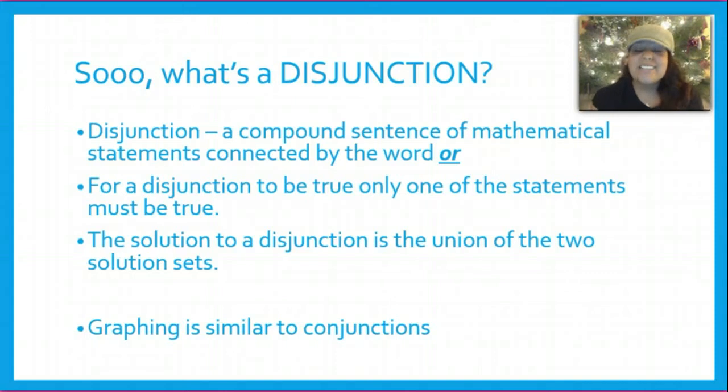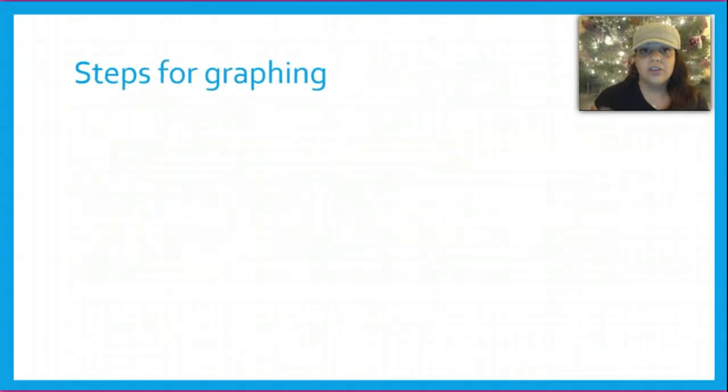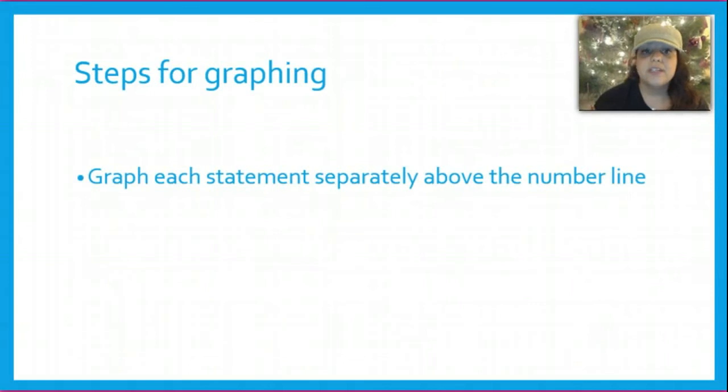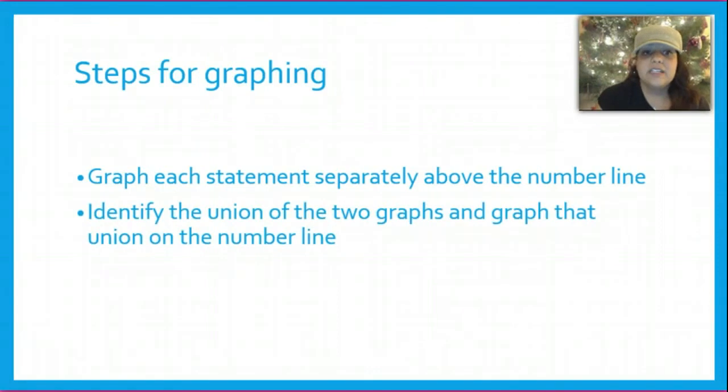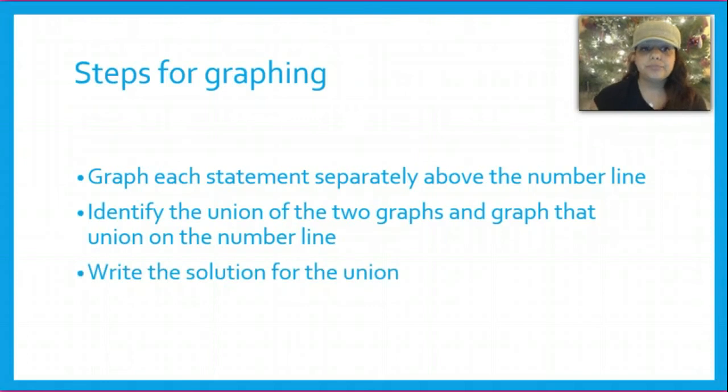And when we graph disjunctions, we graph them basically the same way that we do conjunctions. So let's take a look at how we do that. Write down these steps for graphing a disjunction. The first step is that we're going to graph each statement separately above the number line. Each part of the sentence, we're going to put that separately above the number line. And then we're going to identify the union of the two graphs, and we're going to graph that union on the number line. We're going to see what numbers are there that we can put on the number line. And then we're going to write the solution for the union.